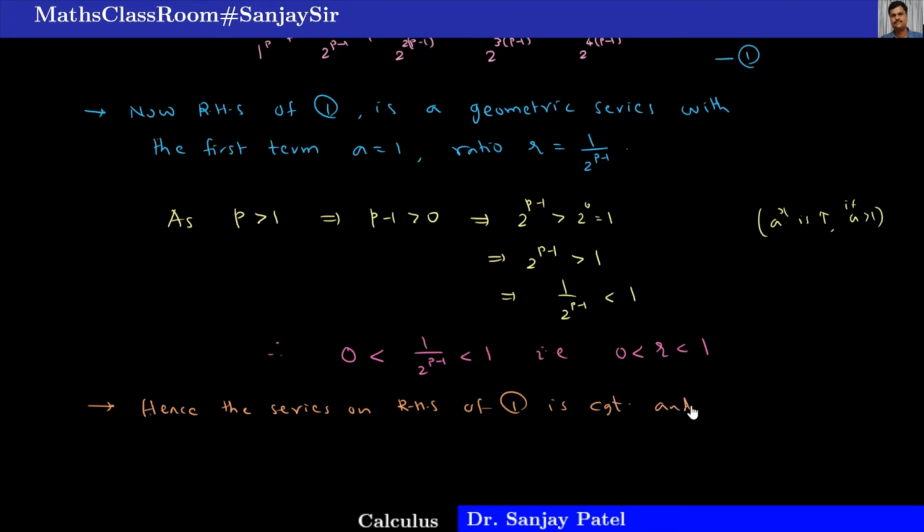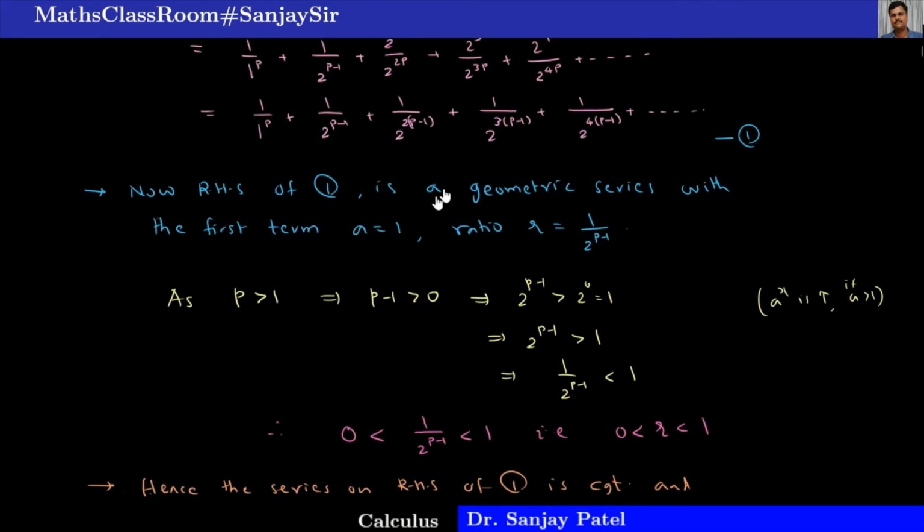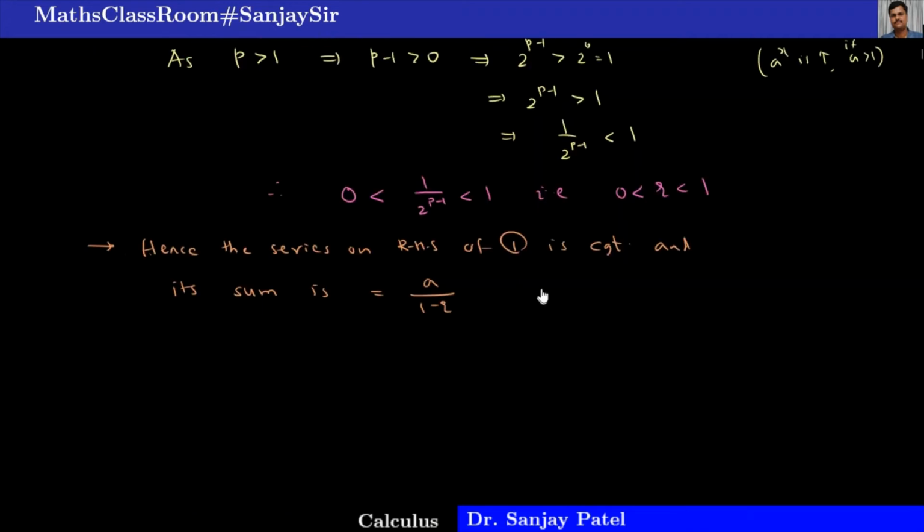and the sum is given by a upon 1 minus r. What is a here? For this series, the first term is 1 upon 1 raised to p, that is 1, and the common ratio is r equal to 1 upon 2 raised to p minus 1. So putting these values, we will get the sum of this series as 1 upon 1 minus 1 upon 2 raised to p minus 1.